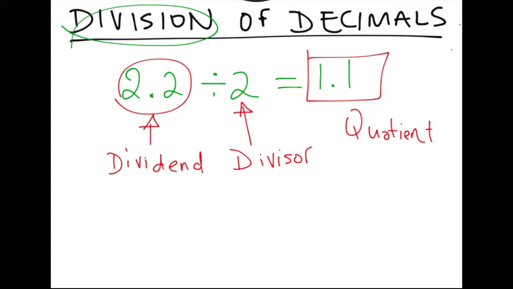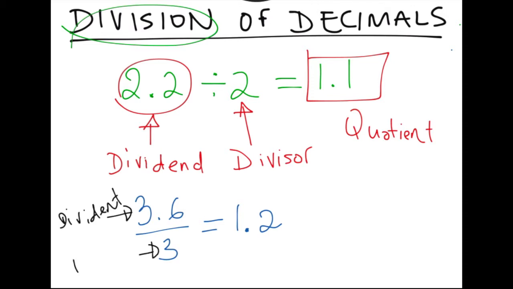Let's look at another example. 3.6 over 3 is equal to 1.2. And in a moment, we're going to see how that works. So this number here on the top is called the dividend. This number here on the bottom is the divisor. And the answer is the quotient.